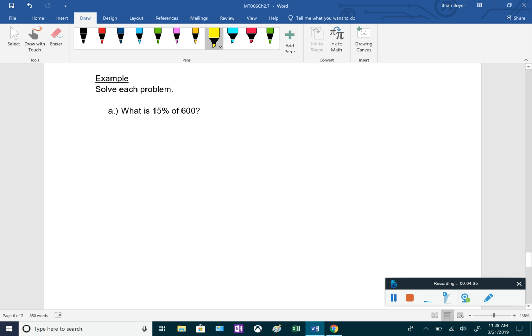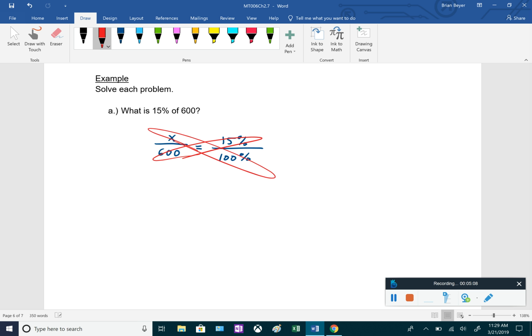So solving this problem here, what is 15% of 600? Setting up a proportion, 600 is the whole. We're looking for the part, so it's going to be X over 600, and then it's 15% over 100%. We have to cross multiply to find the X here. So cross multiply, it's going to be X times 100. I'm going to write this as 100X equals 15 times 600.